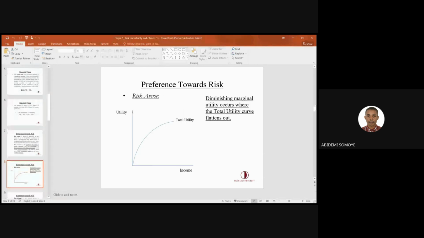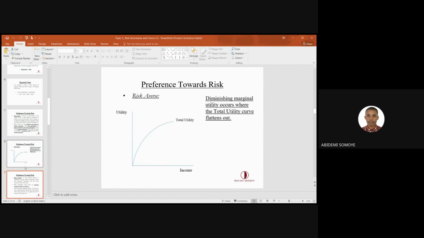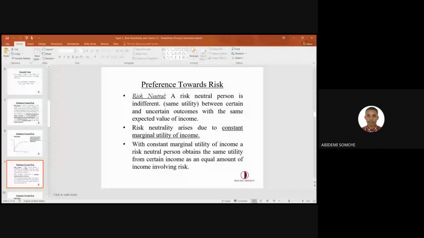Okay, this is the graph of a risk averse person. A risk averse person has diminishing marginal utility of income. And you can see that here the total utility curve flattens out. The total utility curve flattens out, and you can see that. Okay, so a risk neutral person is indifferent, meaning that between certain and uncertain outcomes with the same estimated value of income. So it's neither here or there.